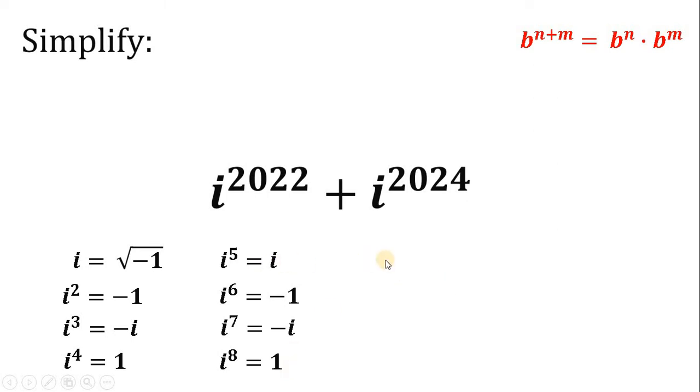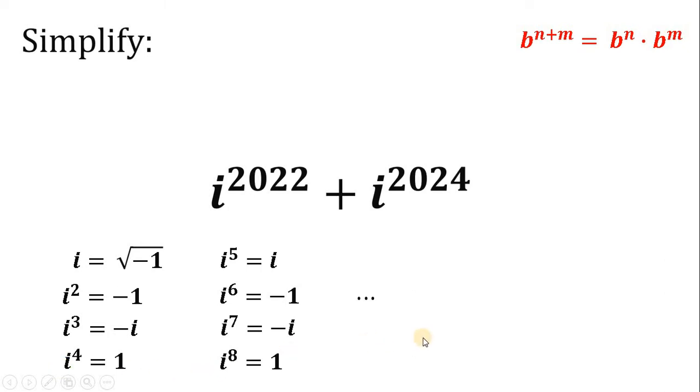So i raised to the 9th power is the same thing as i raised to the 5th power, and the same thing as i. i raised to the 10th power is the same thing as i raised to the 6th, and i squared, which is -1. i raised to 11 is the same thing as i raised to 7 and i cubed, which is -i. And i raised to the 12th power is the same thing as i raised to 8 and i raised to the fourth power, which is equal to 1.